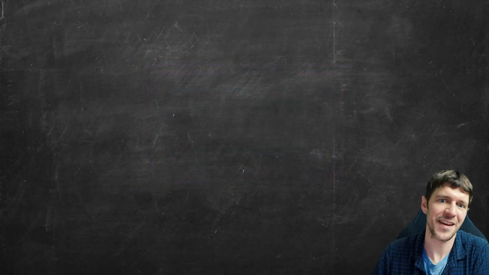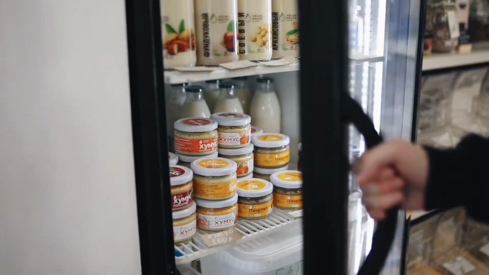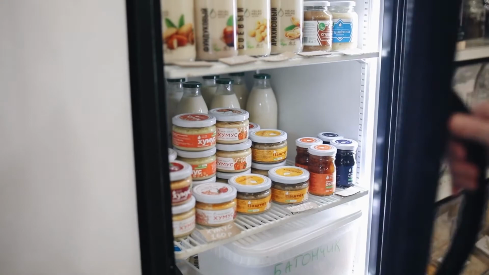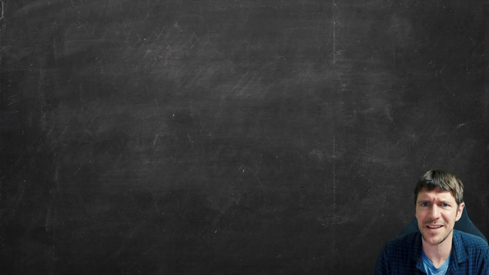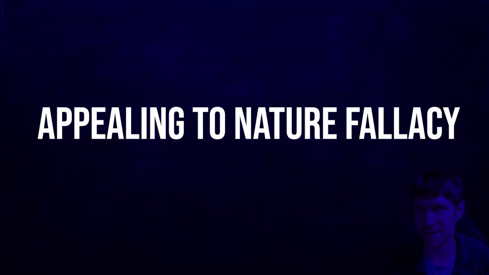If you're like me, then when you're shopping for food, you might reason as follows. This product says it's all natural and organic. It must be better than this other product that doesn't say any of those things. If you reason like this, then you've committed the appealing to nature fallacy.